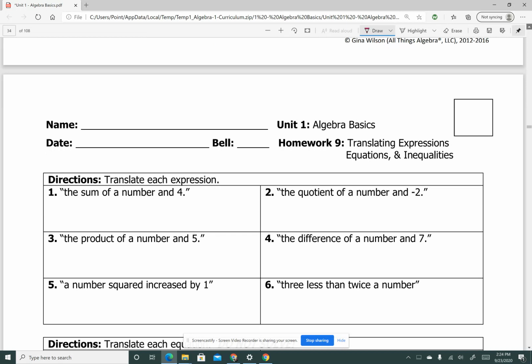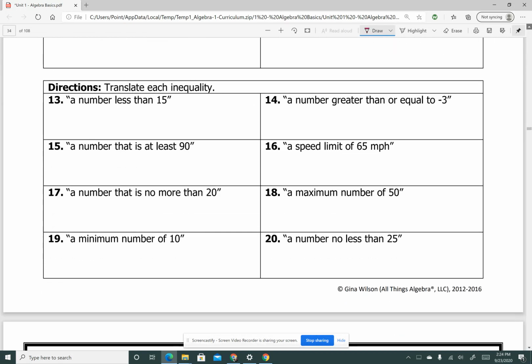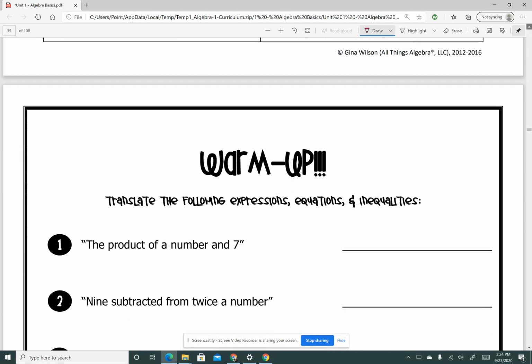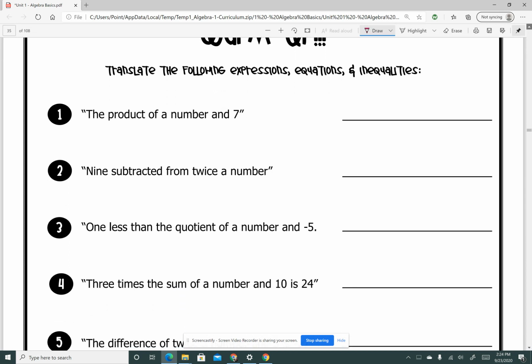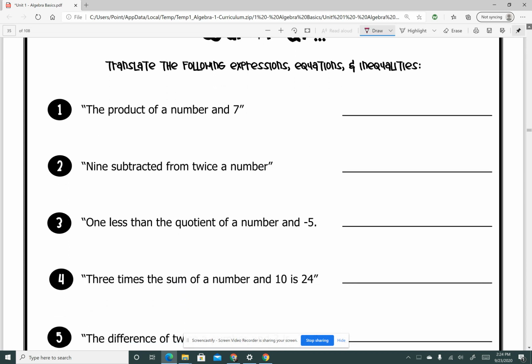So let's move on. That will be your homework for later, but I made an exit ticket for you out of this document here. We're going to translate the following expressions, equations, and inequalities. So let's see if you can try them on your own, and then come on back to the video and let's see how you did.